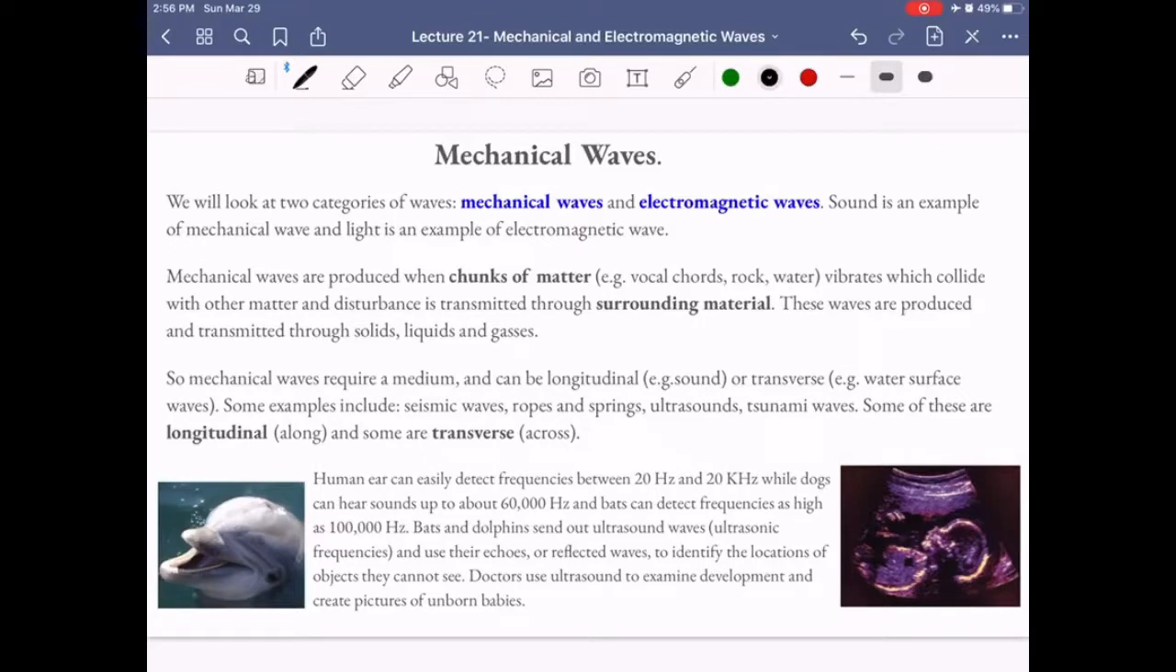So a human ear, for example, can distinguish between those two frequencies, 20 Hz and 20 kHz. And you think it's a big range, but dogs actually can hear even better, up to 60,000 Hz. So really high frequencies or high pitch sounds, dogs can still hear it. And the bats and dolphins are even capable of hearing even higher pitch or higher frequency sounds. So in fact, that's how bats can navigate in the dark.